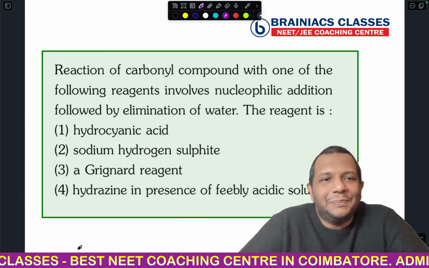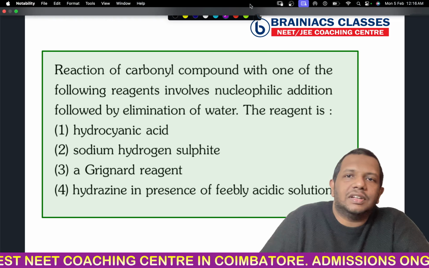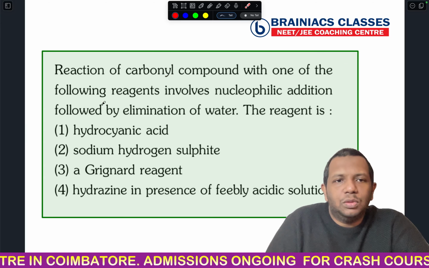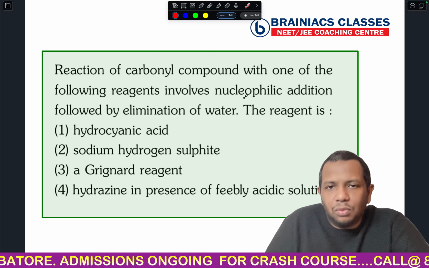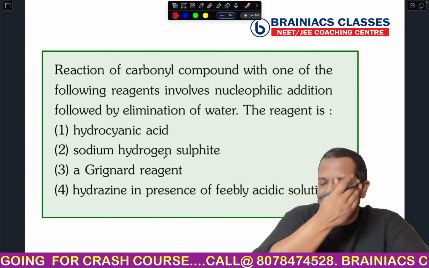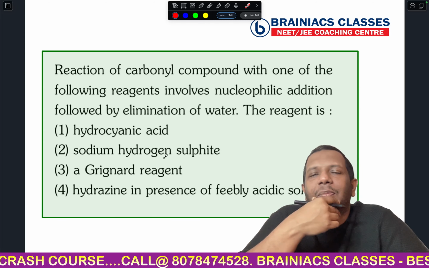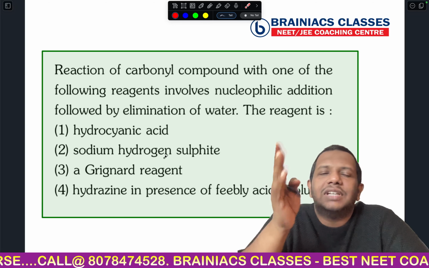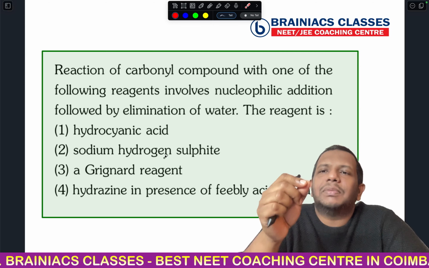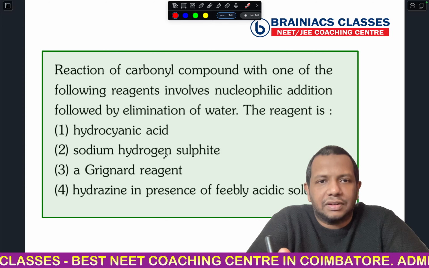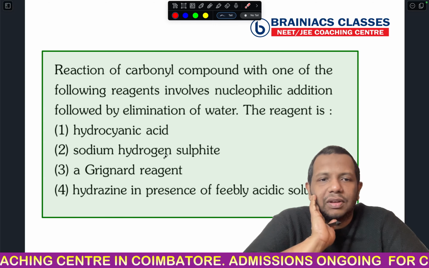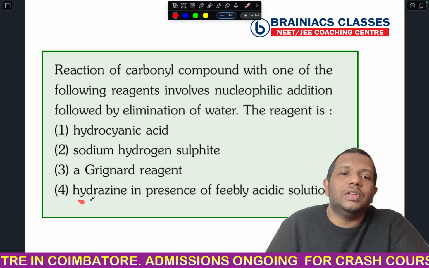Very big question. Reaction of a carbonyl compound with one of the following reagents involves nucleophilic addition followed by elimination of water. The reagent is? I told you, carbonyl compounds, aldehydes and ketones, generally give nucleophilic addition reaction. But this depends upon the reagents. With some reagents it gives only nucleophilic addition reaction, but with certain reagents it will give you nucleophilic addition followed by elimination. So they are asking you, out of the 4 reagents, which is that?